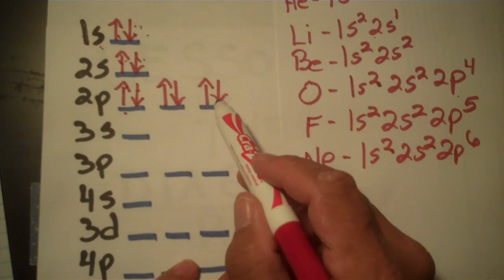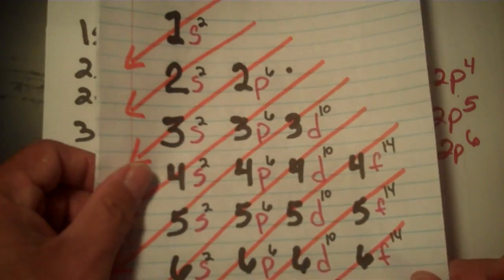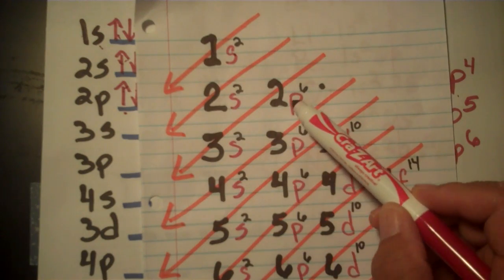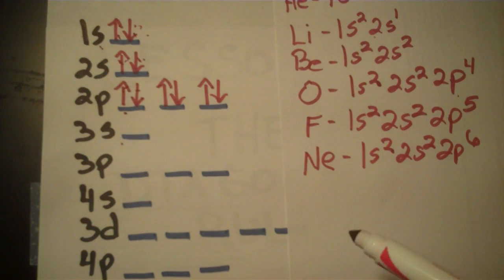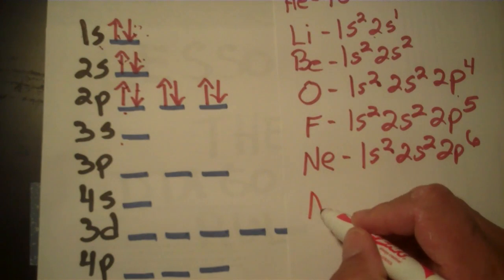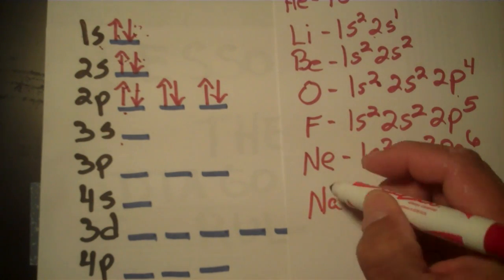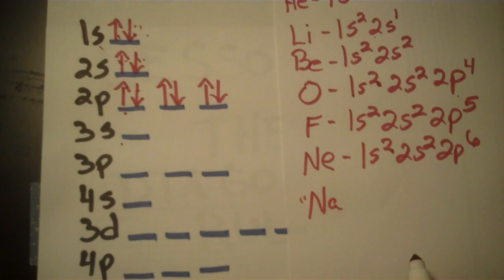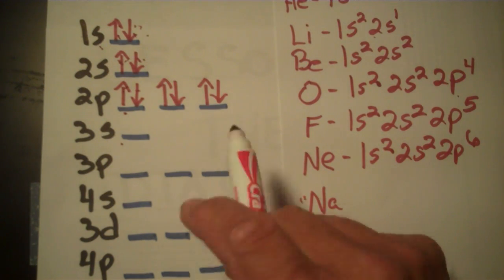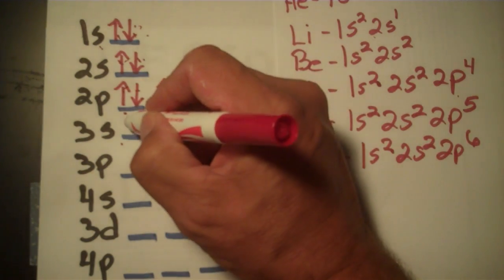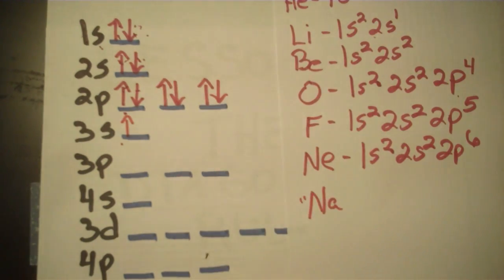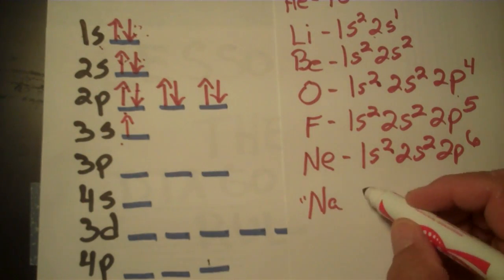Now I wanted to get there because I want to show you what happens when that gets filled up. When my 2p gets filled up, I go to my 3s. Sure enough, I'm going to my 3s. So the next period is sodium, and it has 11 protons, therefore 11 electrons, and I need to place them. Well, where do I go after this is filled up? I go to my next one, and the arrow goes up for the electron. And I simply continue adding on.